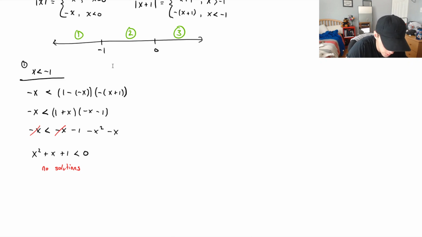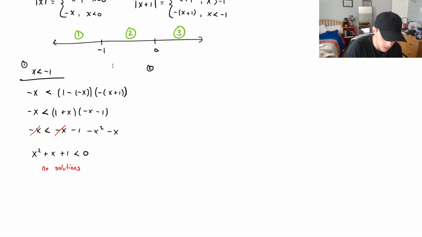Okay, and a quick way to check that there's no roots, just look at the discriminant, b squared minus 4ac. All of those coefficients are 1. We've got 1 minus 4 times 1, so we've got a negative value. Negative discriminant, no solutions. Easy.